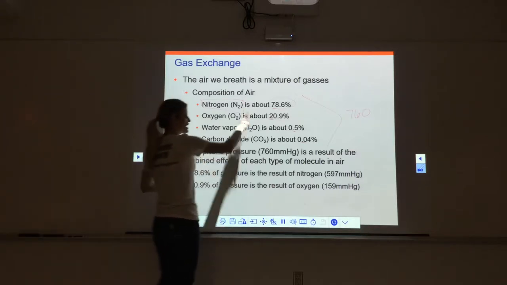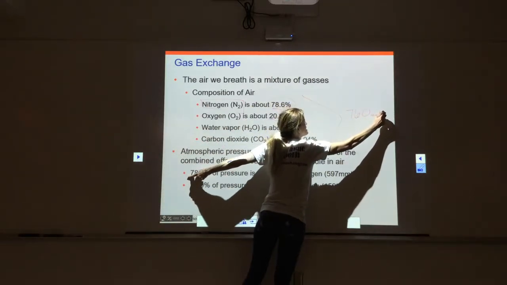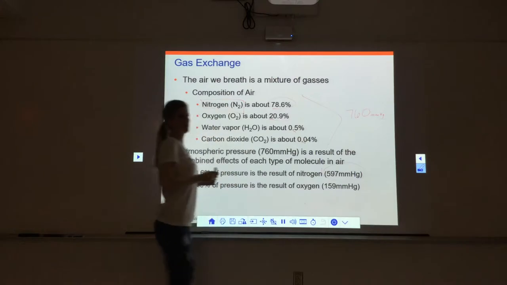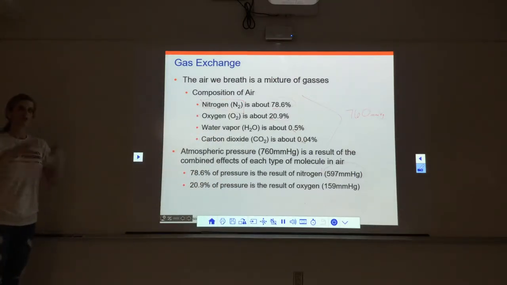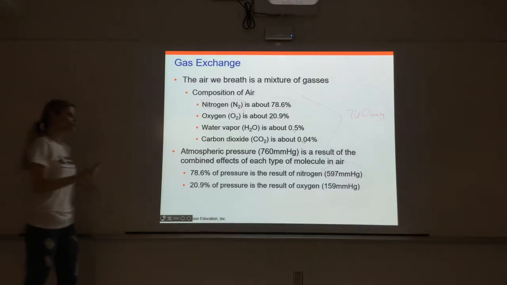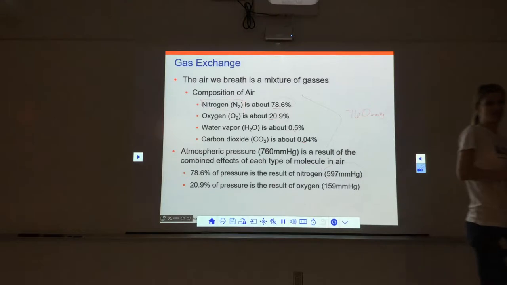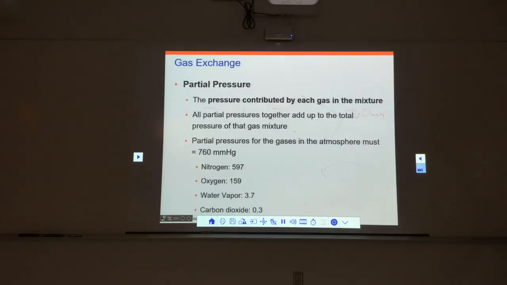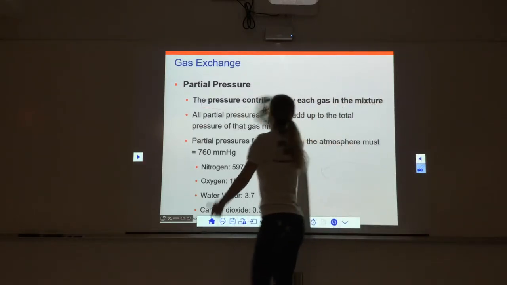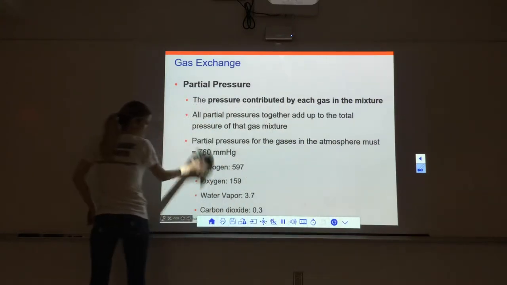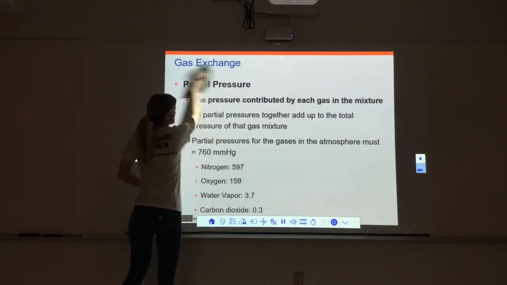So if you multiply that out, that tells us that out of this total 760 millimeters of mercury that the air is pushing in on us, 597 is from nitrogen. So the partial pressure of nitrogen is 597 millimeters of mercury. The partial pressure of oxygen is 159 millimeters of mercury. Does that make sense? Okay. So all of these partial pressures should add up to equal the total pressure, right? Here are the partial pressures for everything in the atmosphere. I did not add them up, but if you add these up, hopefully they equal 760.